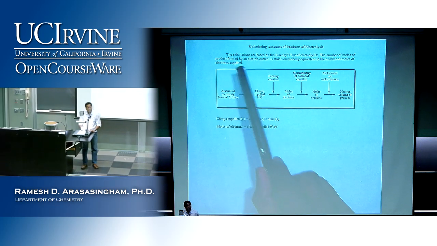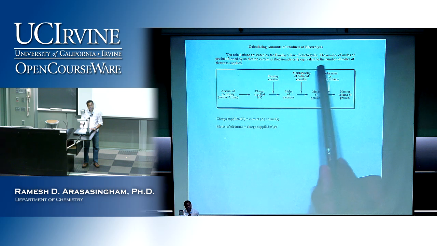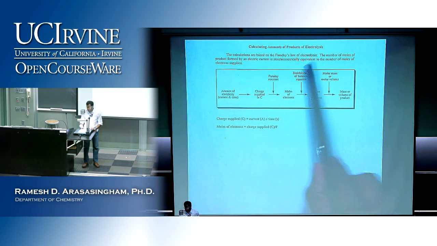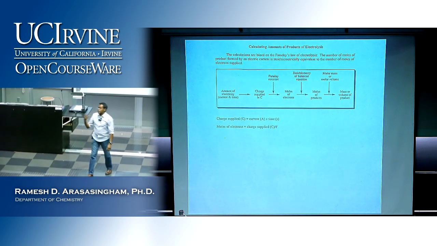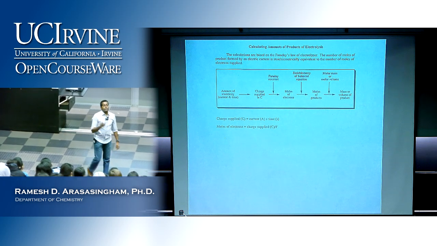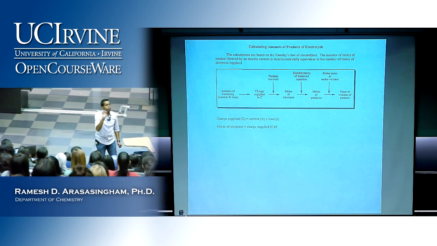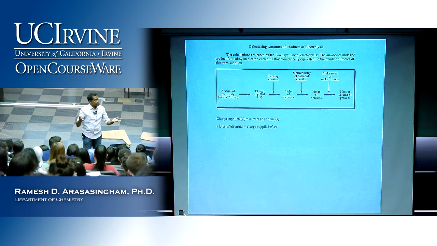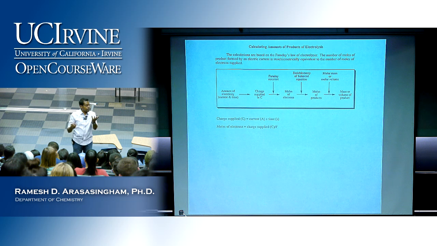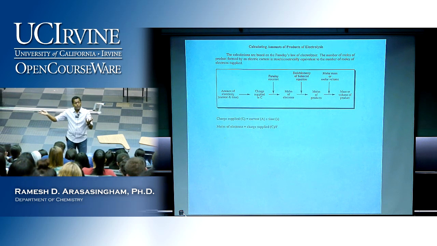The calculations are based on Faraday's law of electrolysis. According to this law, the number of moles of product formed by an electric current is stoichiometrically equivalent to the number of moles of electrons supplied. So if you know the current that you're supplying, from it you can figure out the number of moles of electrons that you supplied. And remember, from the half reaction we know, for every mole of electrons taken up, how many moles of solid would be deposited. Do you see that?